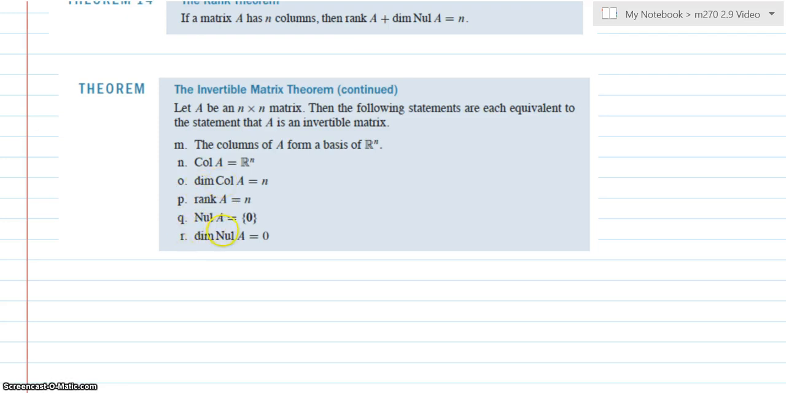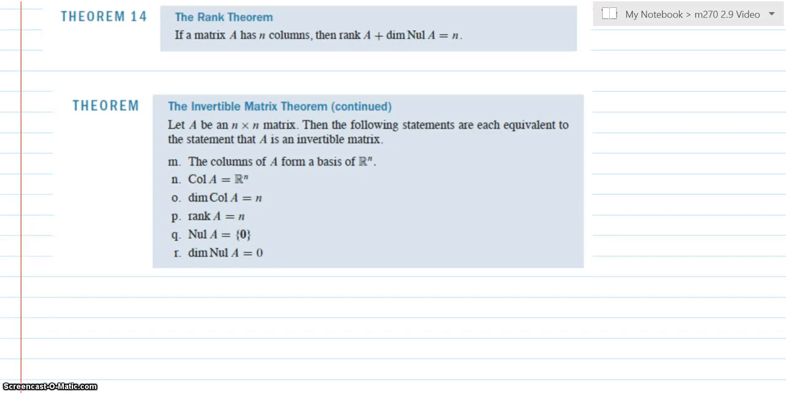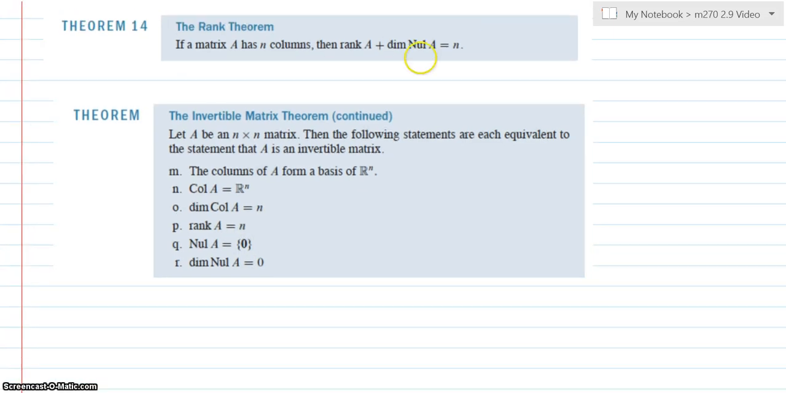The null space of A is just the vector 0. That makes sense because there would be no free variables if the column space of A is Rn. And therefore, the dimension of the null of A is 0. And by the rank theorem, the rank and the null dimension do add up to n.